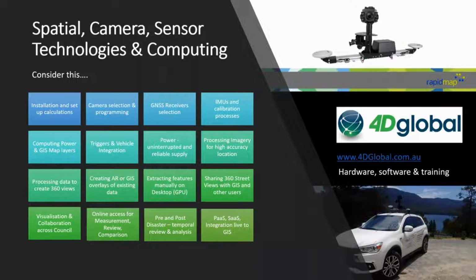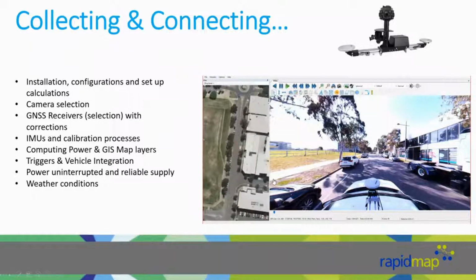Obviously, you want to have really good GNSS receivers. How do you make sure that the geospatial data is accurate? Well, there's a level of post-processing that has to come into play afterwards as well. There are so many different levels that you might have to consider when engaging one of these projects. So just on that collection front, as I said: installation, configuration, setup, some of the calculations that you have to do prior to, the types of cameras that you might be picking. Some of them can be quite expensive.